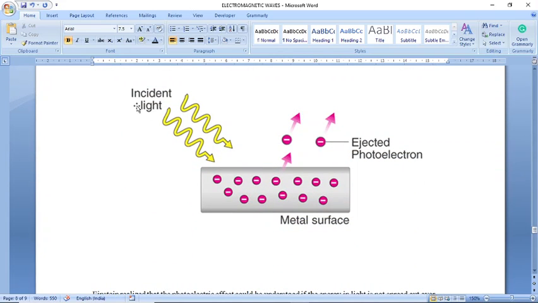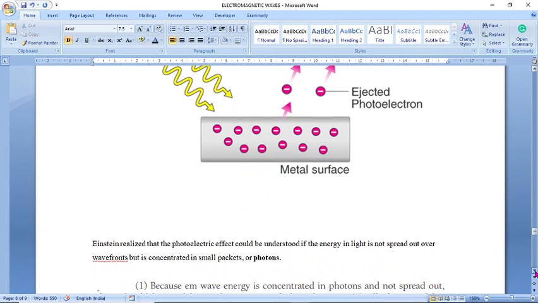Pictorially, we can represent the light incident on the metal surface. The electrons are ejected from the metal surface, and this ejection depends on the work function of the metal. Then Einstein realized that the photoelectric effect could be understood if the energy in light is not spread out over wavefronts but is concentrated in small packets or photons.